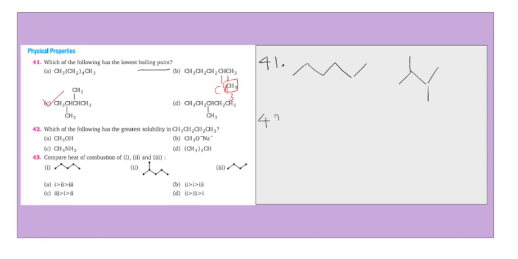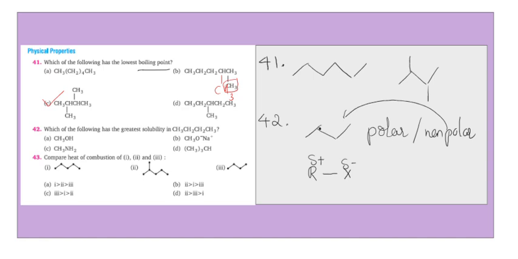Let's take question number 42. Which of the following has the greatest solubility in butane? There are 4 carbons, hence it is a butane molecule. What is the relationship between the molecule and the solubility? Remember, molecules can be either polar or non-polar. Whenever we have heteroatoms like nitrogen, oxygen, or halogen, due to the difference in electronegativity, say between an alkyl group and a halogen, there will be partial negative and partial positive charges. This causes polarity in the molecule. If there are just carbon and hydrogen, then we call the molecule non-polar. Therefore, butane is non-polar.